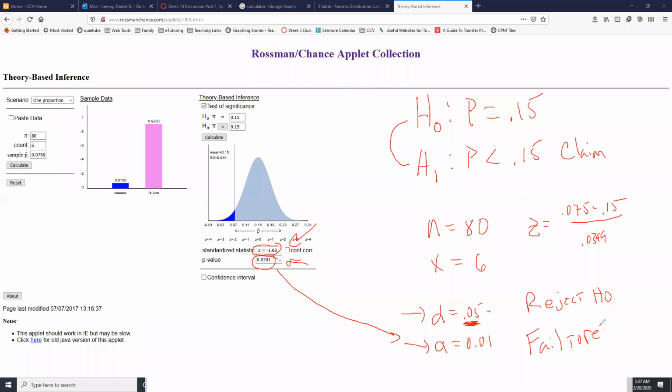Now you might see some videos, if you've been doing some looking, that say H0 is false. We don't know if it's true or false because this is just one sample. We'll probably never know. So we say the data doesn't support that.